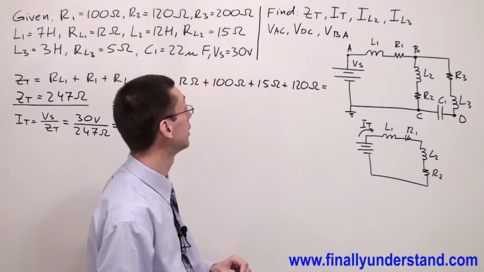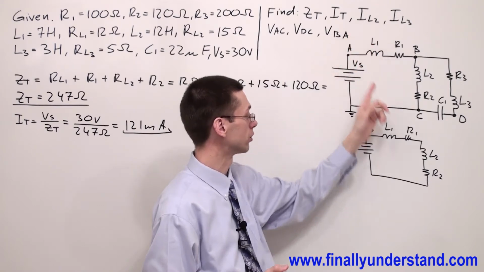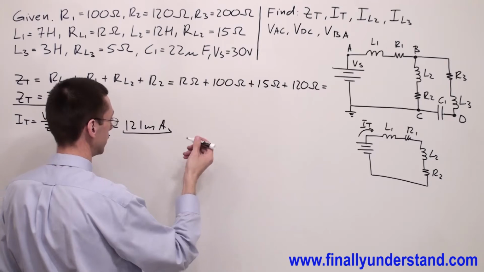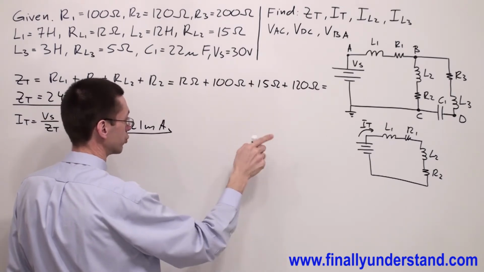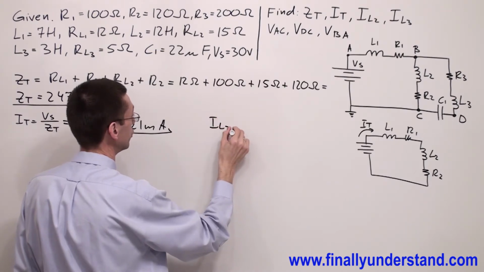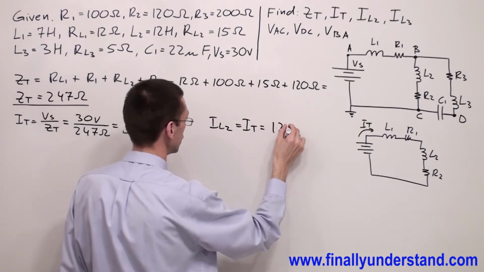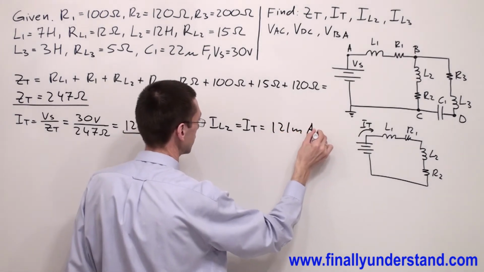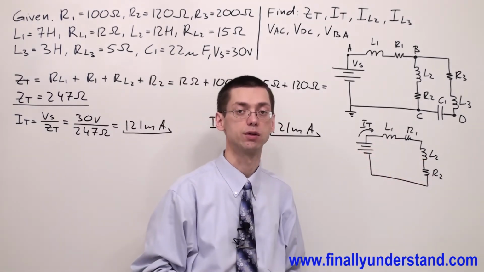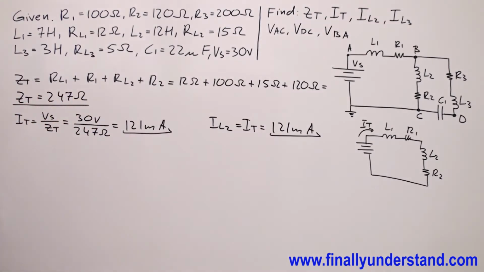So if you try to find the current which goes through inductor L2, you're supposed to realize that this is the same current which goes through every single component. This is nothing else, just I total. So IL2 is equal to I total, and this is equal to 121 milliamps. Why again? Because this is a series circuit. In a series circuit, current is the same at every single component.